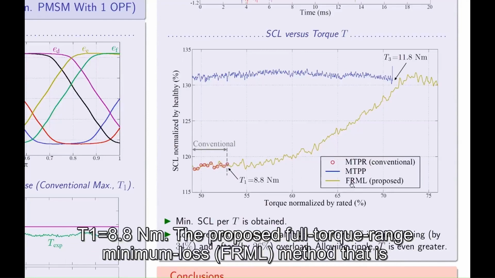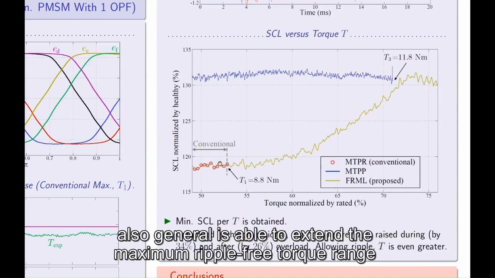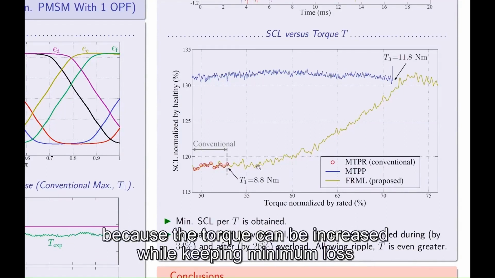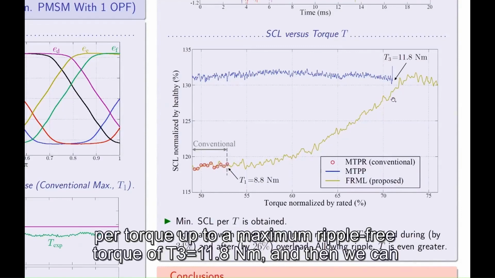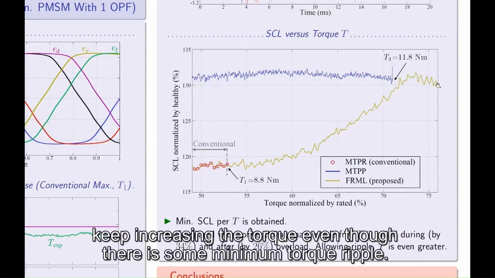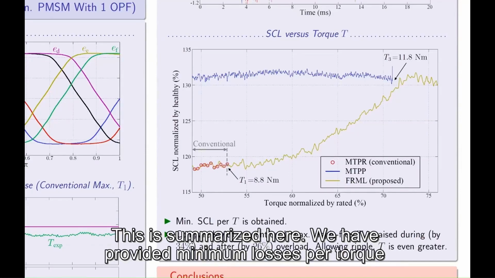So the proposed full torque range minimum loss method, that is also general, is able to extend the maximum ripple-free torque range, because the torque can be increased while keeping minimum losses per torque up to a maximum ripple-free torque of 11.8 Newton meters, and then we can keep increasing the torque even though there is some minimum torque ripple. So this is summarized here.